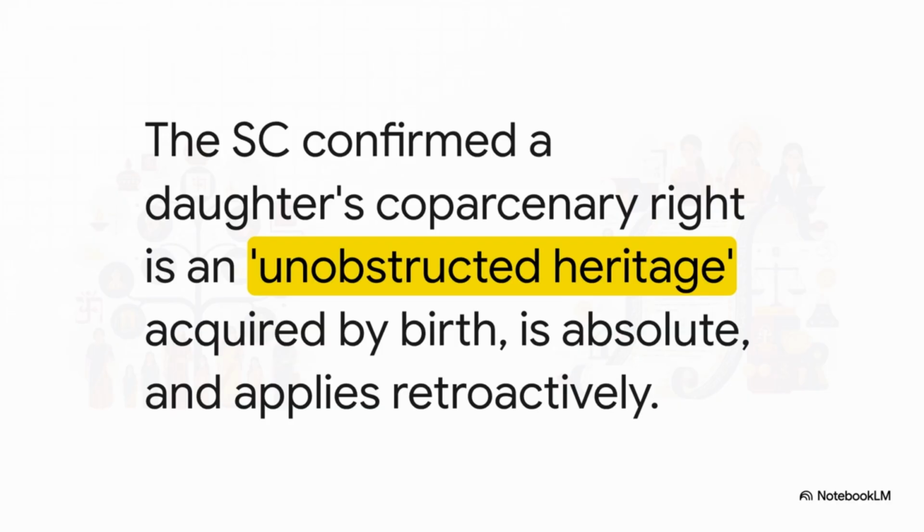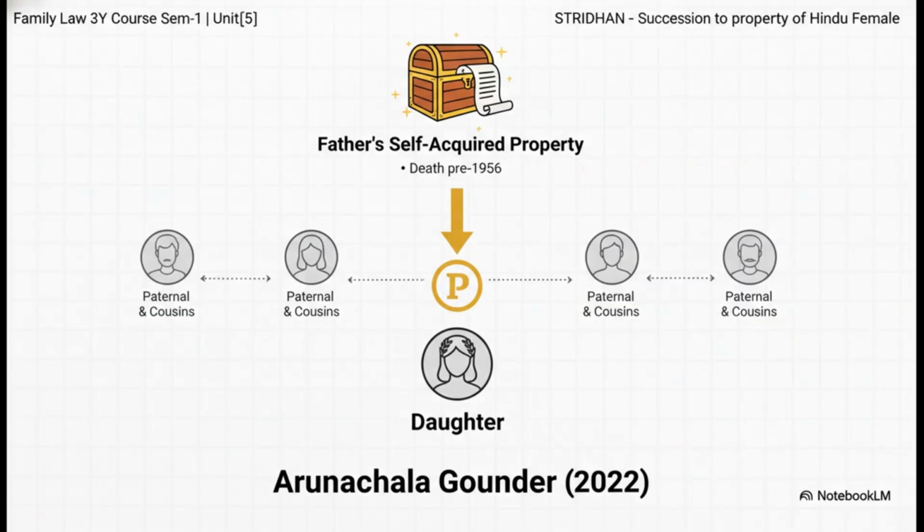The Supreme Court's ruling was profound. It said a daughter's right as a coparcener is an unobstructed heritage. That means she gets it simply by being born. It's not a gift, it's a birthright. And it doesn't matter if her father was alive when the law changed in 2005. Her right is absolute. Then, in 2022, the Arunachala Gounder case cleared up another major issue.